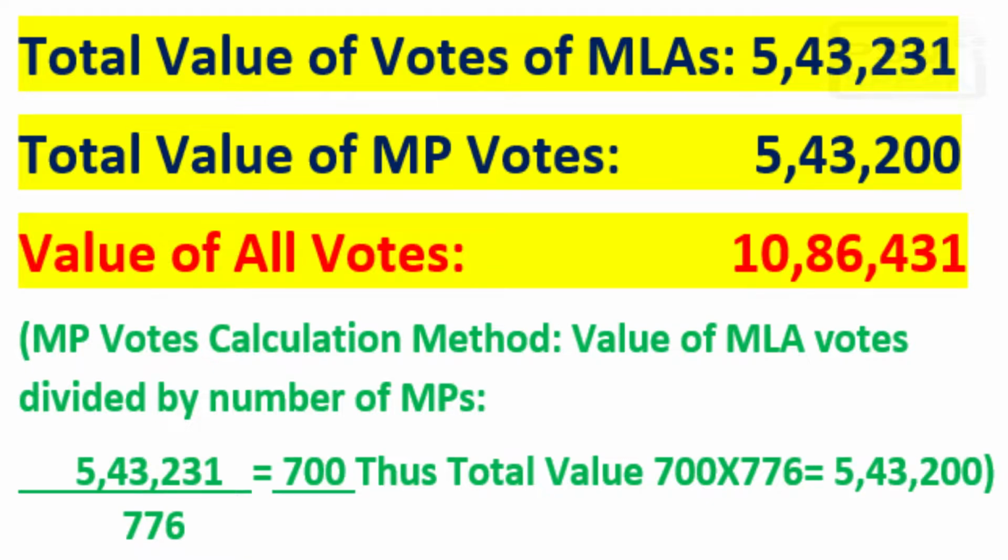776 multiplied by 700, we get 5,43,200. So now we can understand that the total value of the MLAs and MPs is 10,86,431. This is the mathematics that we should understand to look at the anomalies I am going to talk about. To look at the incongruities that conflict with the constitution and the democratic spirit, I am telling. Though technically they are correct, they go against the spirit.